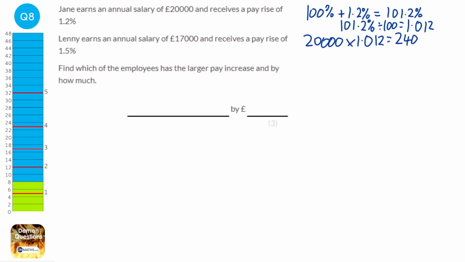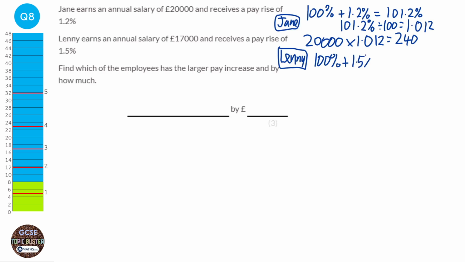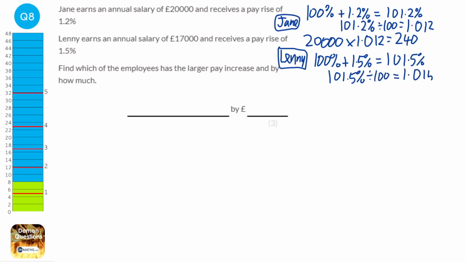Next we do the same for Lenny, so that is Jane. And so let's do Lenny. And so that's 100% plus the 1.5% will be 101.5%. Make that a multiplier. We divide that by 100, which gives us 1.015. And then finally what we do is we get the 17,000 times it by the multiplier. And when we do that, we get 255.